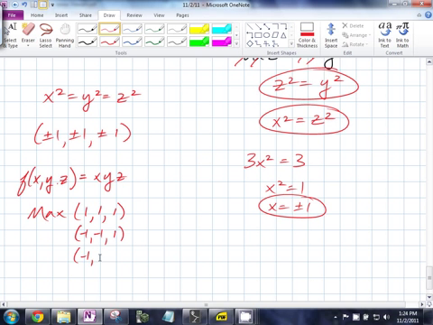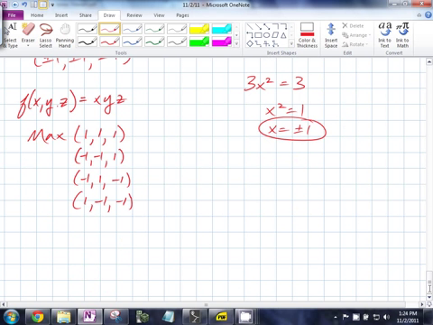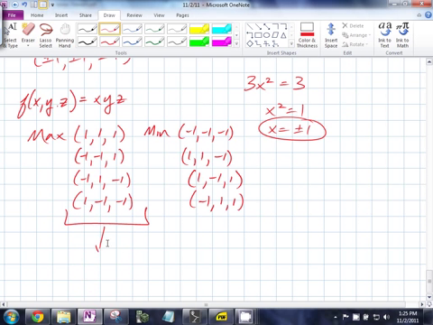And then the minimums are going to occur at all the other ones. Negative 1, negative 1, negative 1. 1, 1, negative 1. 1, negative 1, 1. And negative 1, 1, 1. Great. All of these come out to be 1. All of these come out to be negative 1. Very cool. That last step is important because you need to actually answer the question that's being asked.